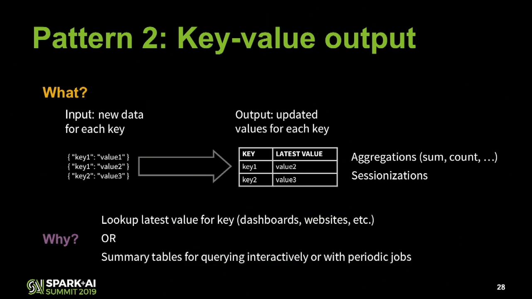In that case, you have to ask, why do I want that output? There are essentially two common patterns. Either you want that key value output for looking up, that, for example, a dashboard or some website is willing to look up the latest value of a key. Or you want the final summary table with aggregates for interactive queries or periodic jobs, essentially large-scale scan-based analytics. Now, based on that, your decisions are very different.